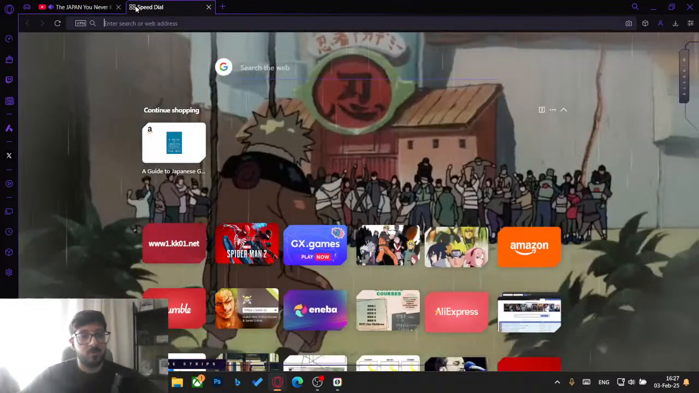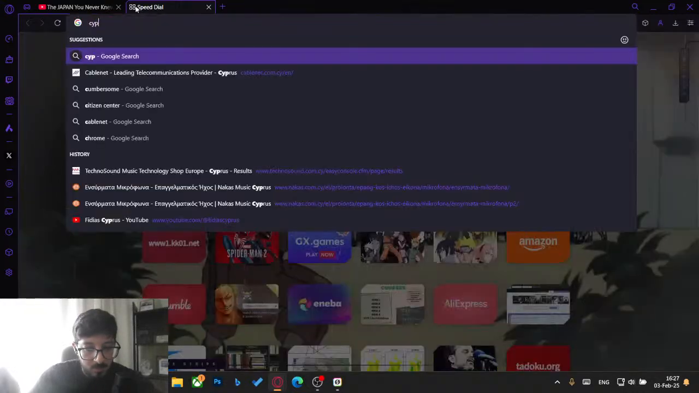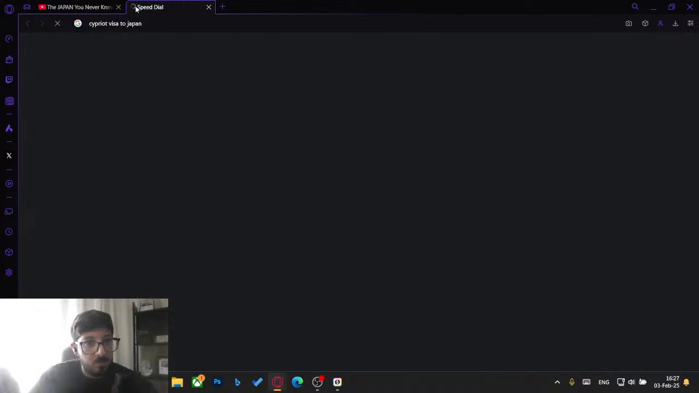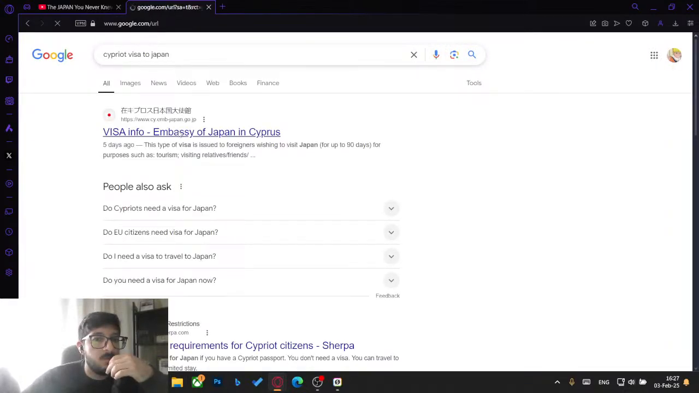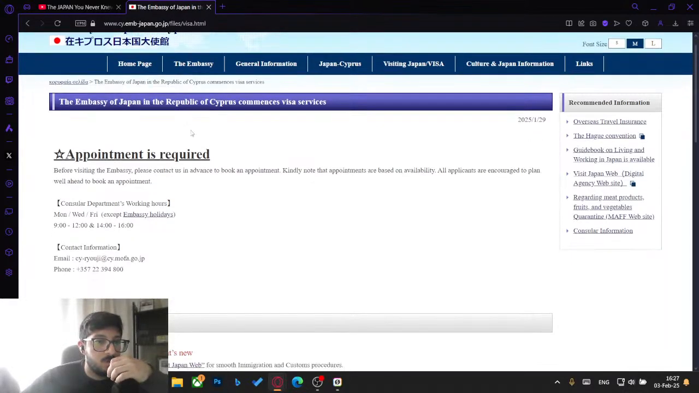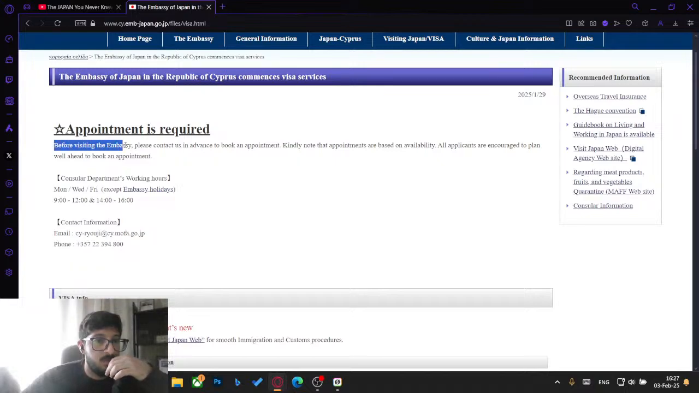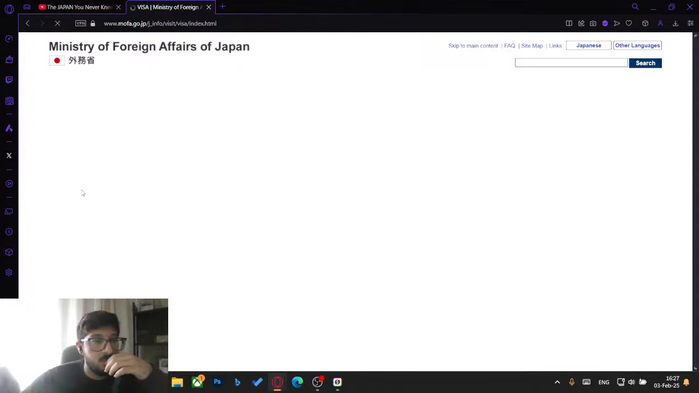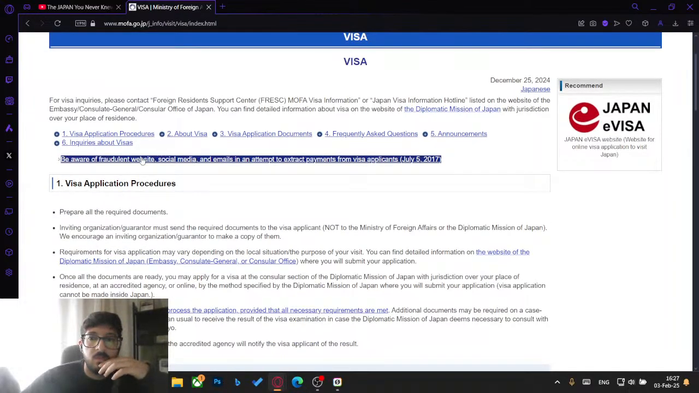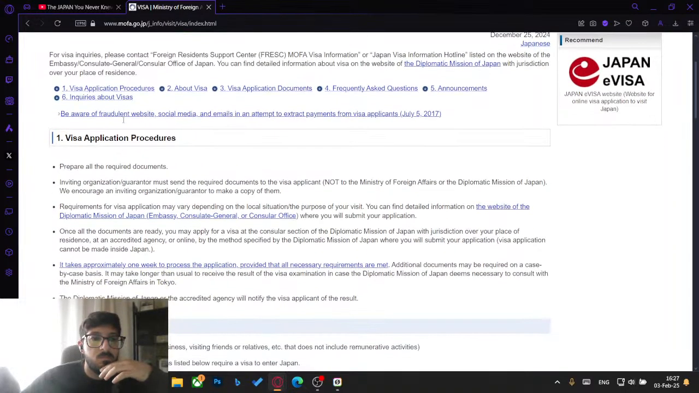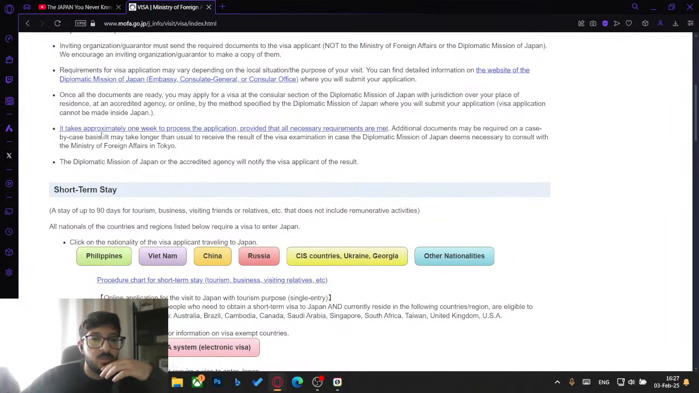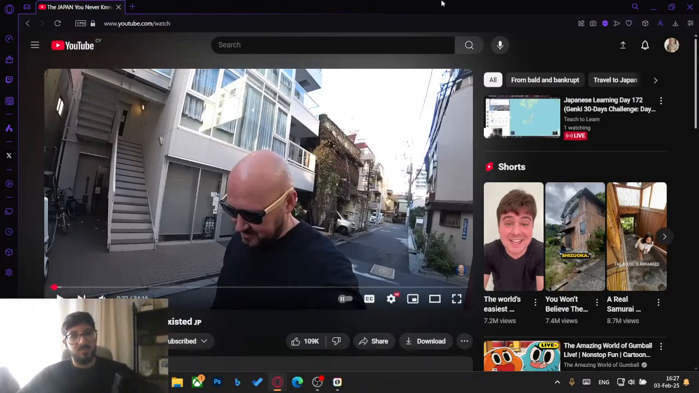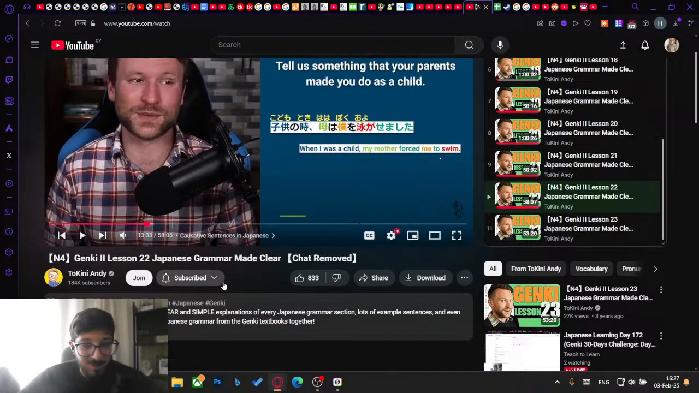Wait, Cypriot visa to Japan. Appointment is required before visiting the embassy. Please contact. Okay, anyways. But what about the visa? Click here for general info. Visa application procedures. Wait, do I need a visa? Anyways, I'm not going to travel now. It's later. I will look it up later.